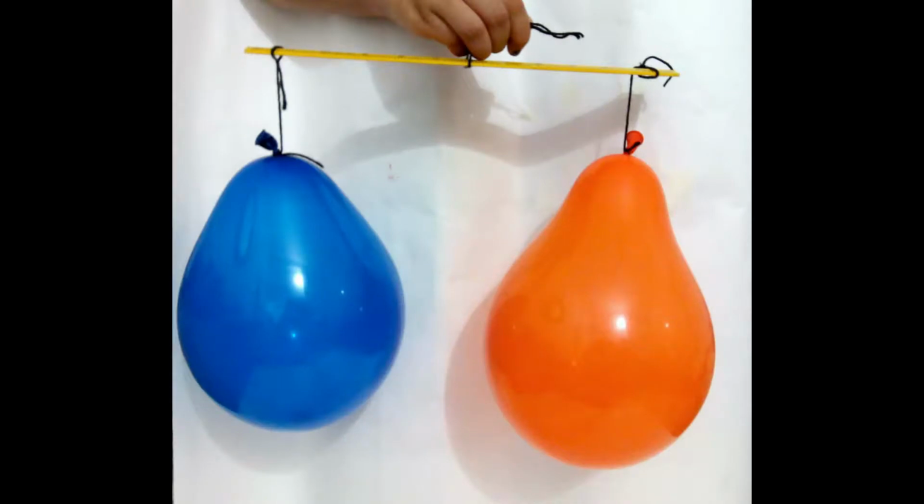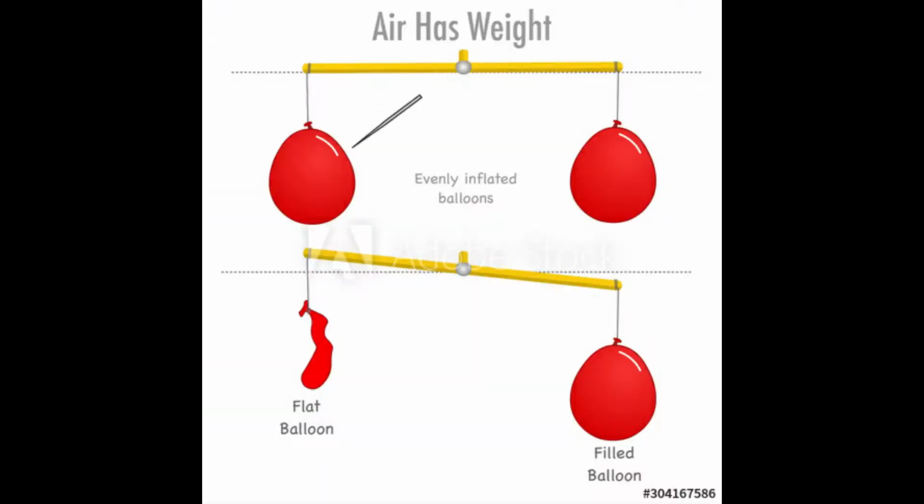The second property of air is air has weight. Take two balloons. Fill air in one of the balloons. Now hang both the balloons on two ends of a stick and hang the stick in the center. Now what do you notice? The stick which has the balloon filled with air weighs more and goes down. So this shows that air has weight.